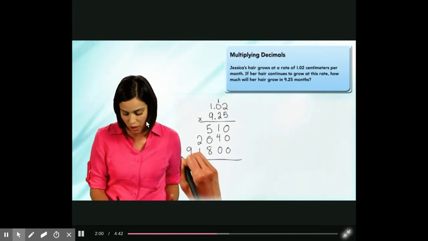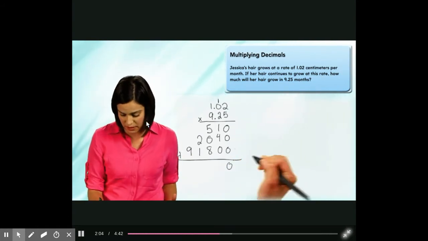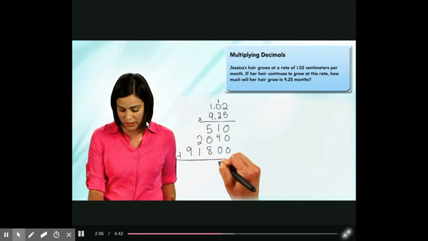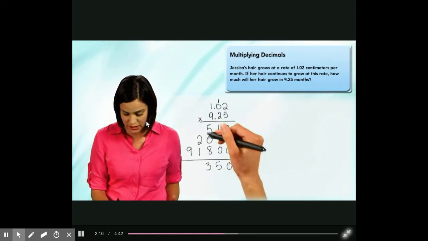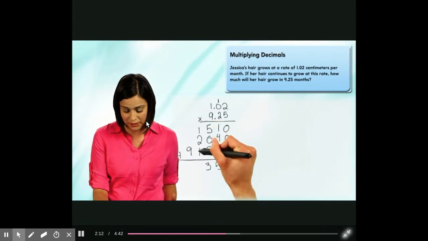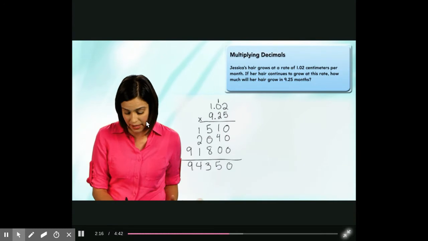And we are ready to add. 0 and all these zeros makes 0. 4 plus 1 and 0 is 5. 5 plus 0 and 8 is 13. 1 plus 2 plus 1 is 4. And finally, we have 9.